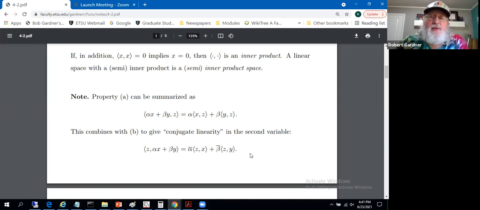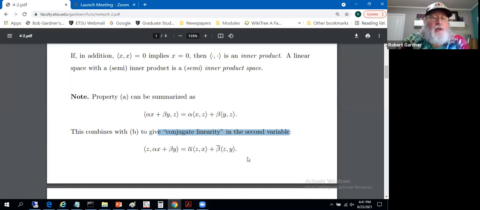And sometimes a semi-inner product is said to be conjugate linear in the second variable. So we can still break it up over linear combinations, but scalars come out of the second component with conjugates on them. So this is the property of conjugate linearity.